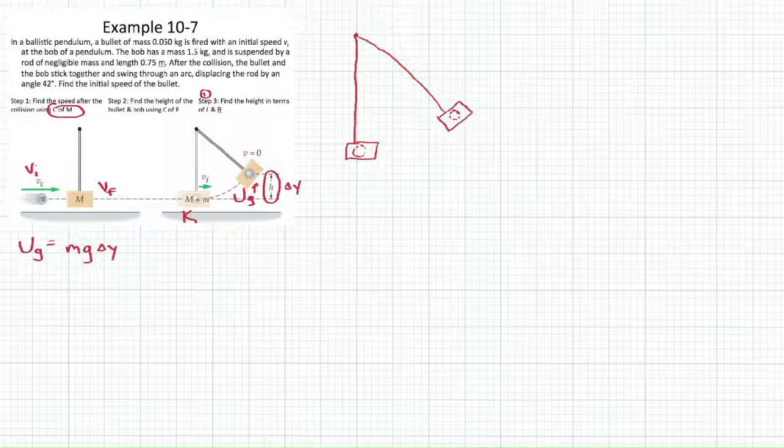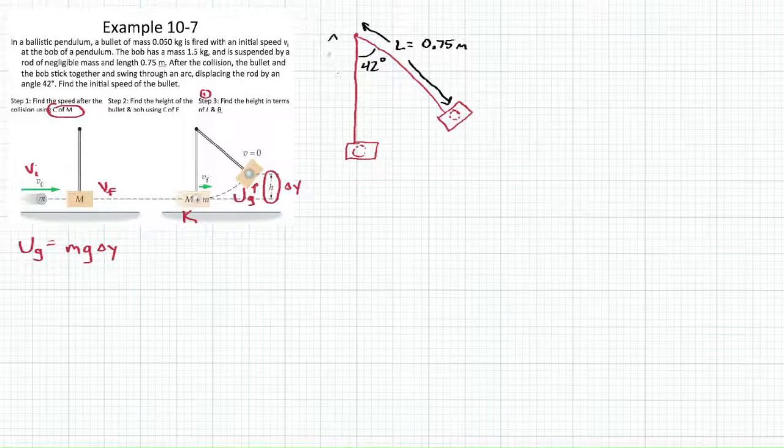So probably the best way to do this is to turn this into, oh sorry, one thing I forgot to write in: we know this angle right here is 42 degrees. We also know that the length, which we'll call L, the length of this pendulum rod all the way down to the bob, is 0.75 meters. So 3/4 of a meter. That's that length.